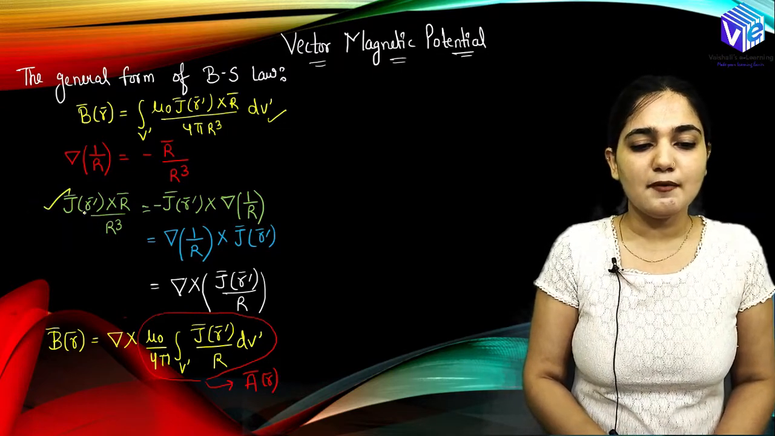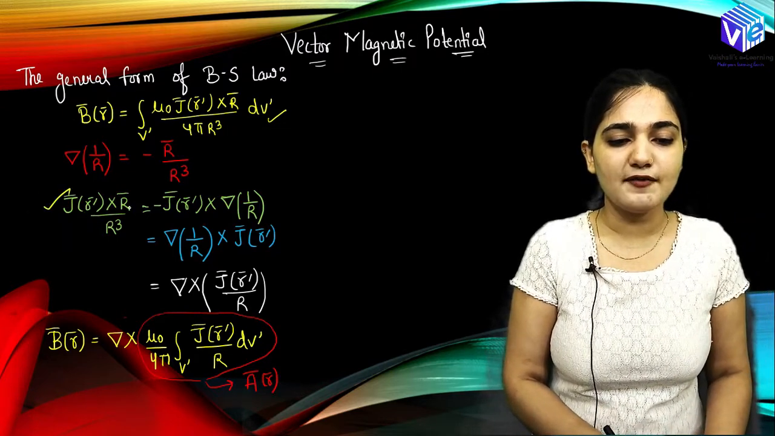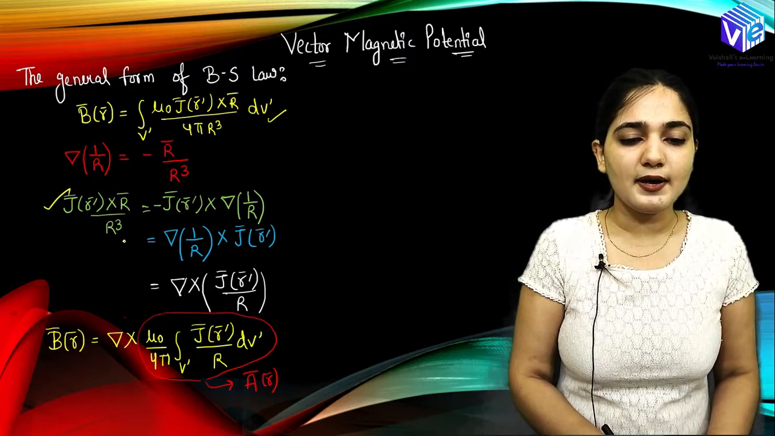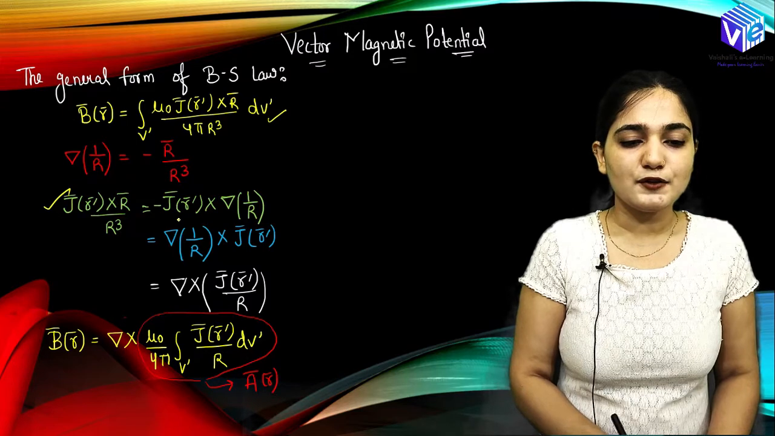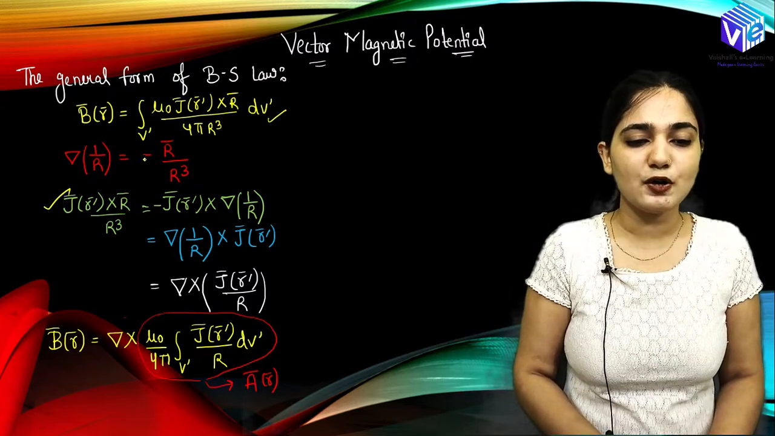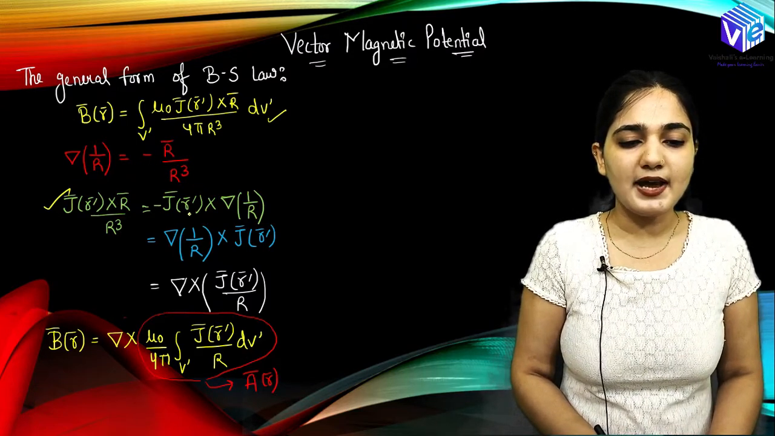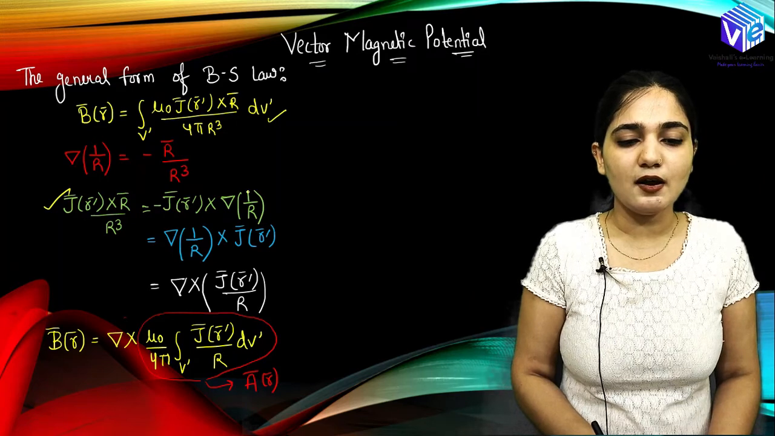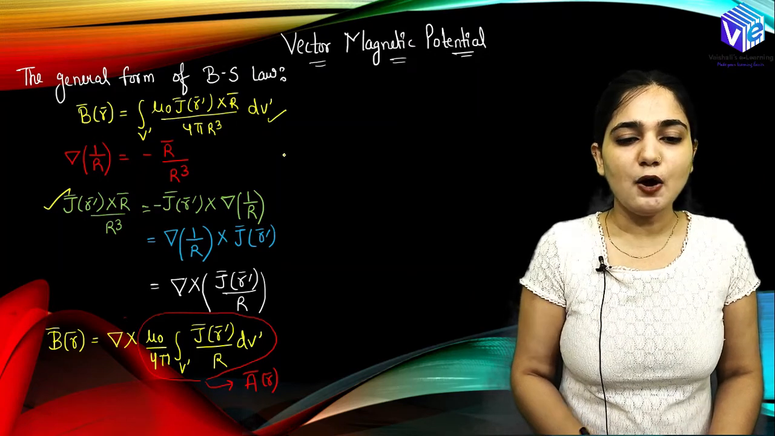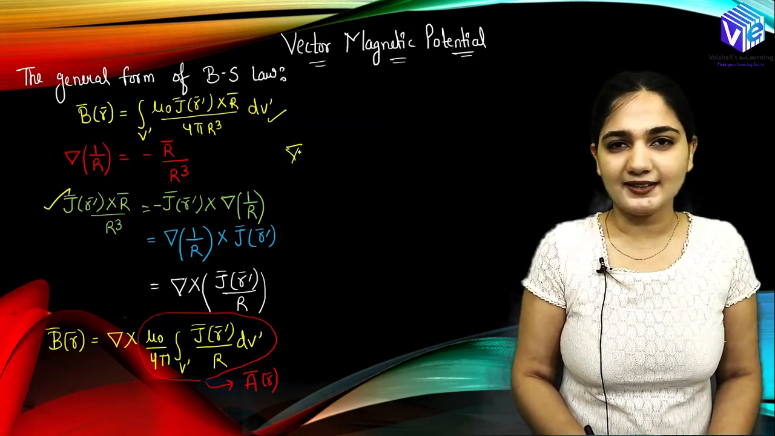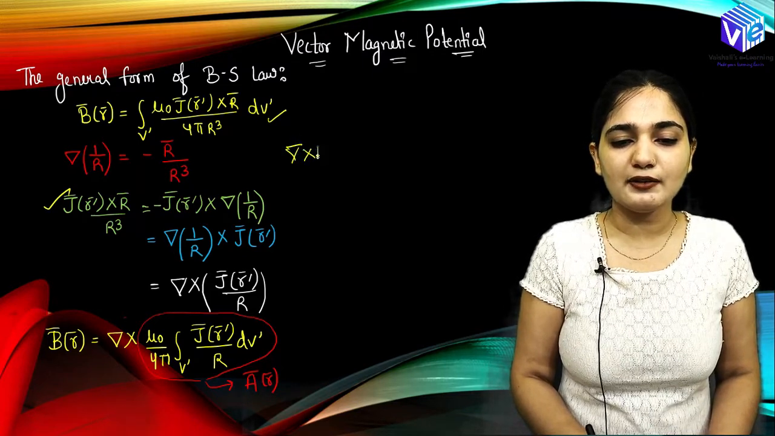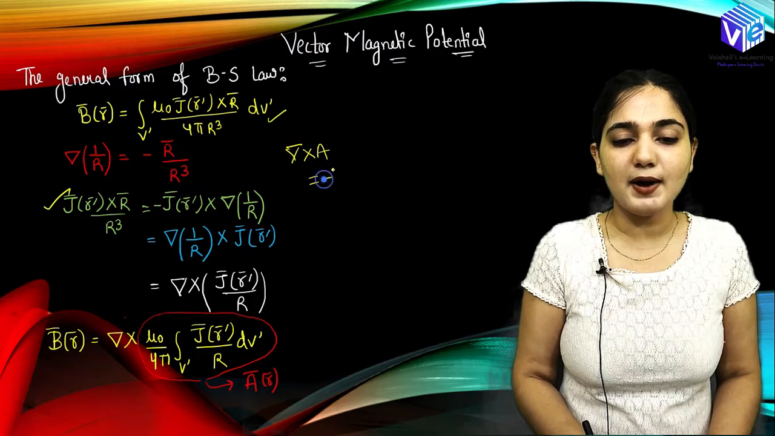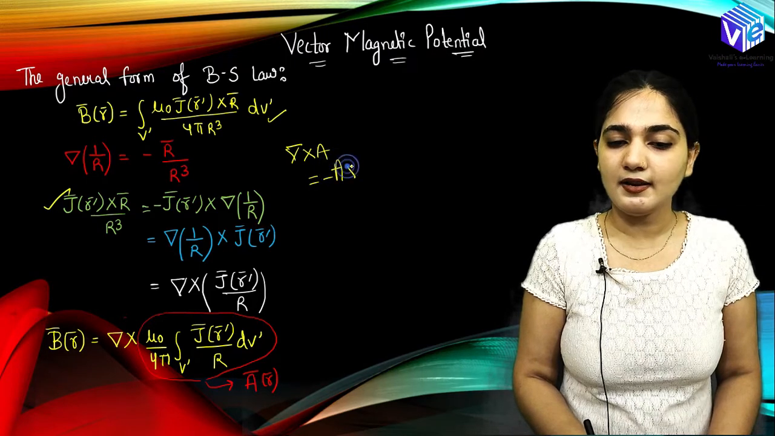Here you can see we have J(r') having the cross product with R vector upon R cube, and here also we have the cross product. Here we will have the minus, because this minus sign is there, so minus J(r') cross del of 1 by R. Now we all know that the cross product is not commutative, the curl is not commutative. So del cross A will be equal to minus of A cross del.